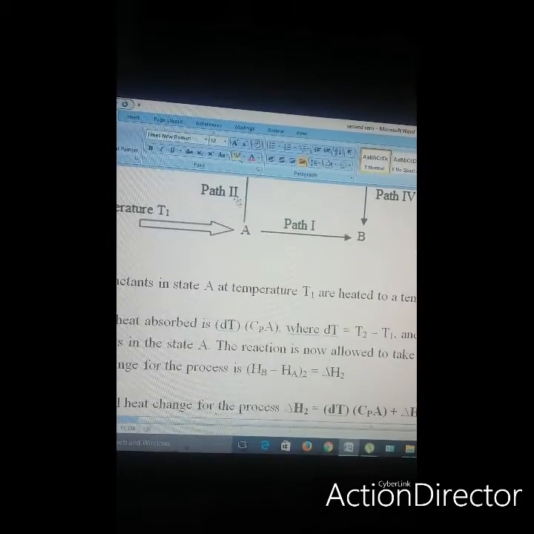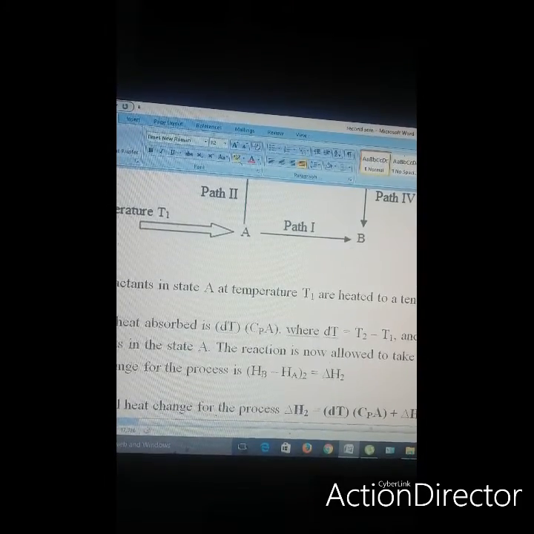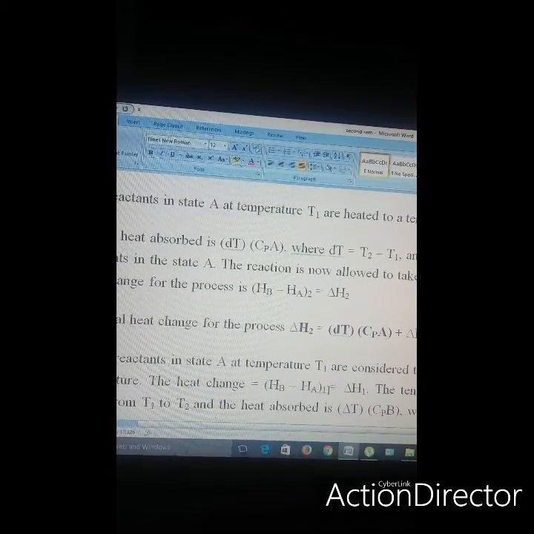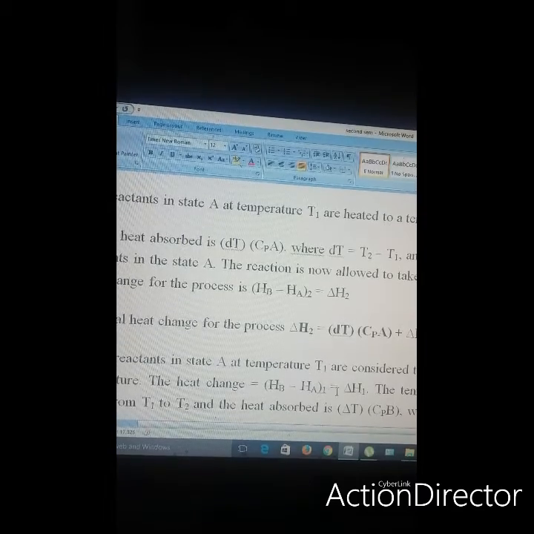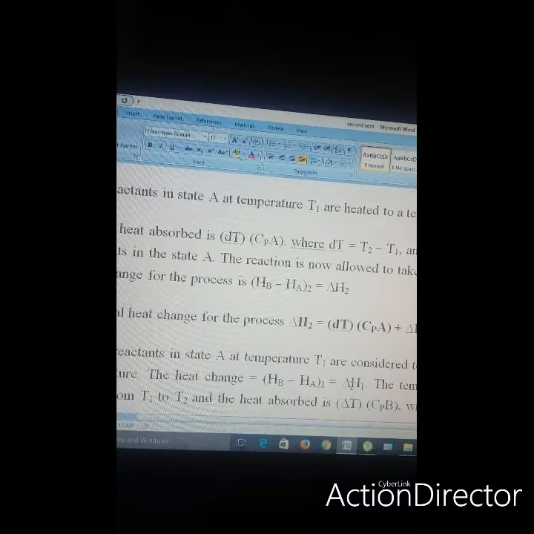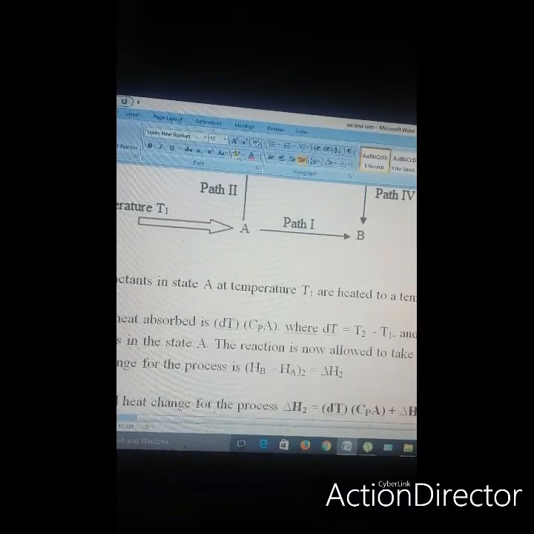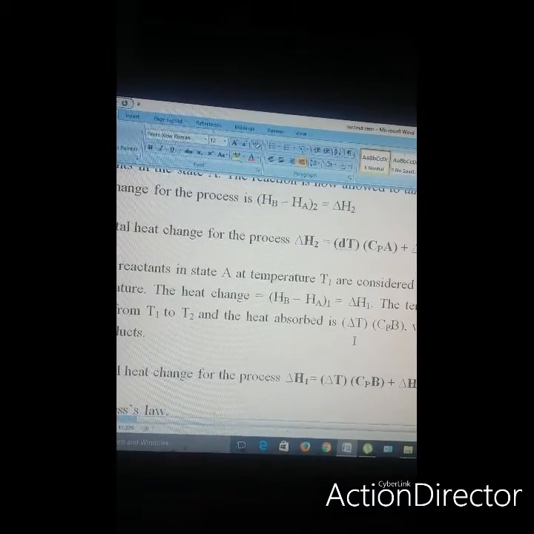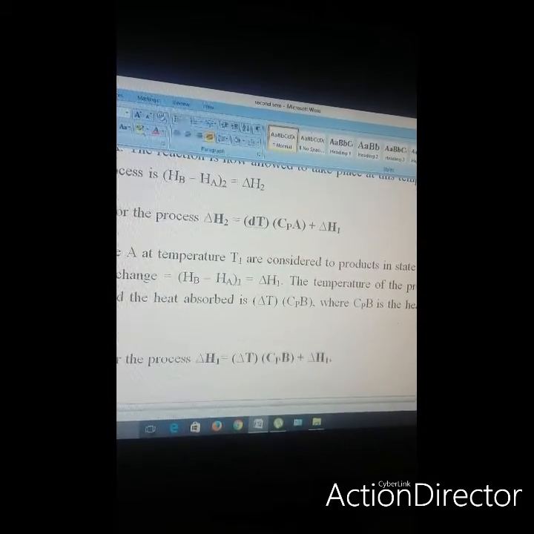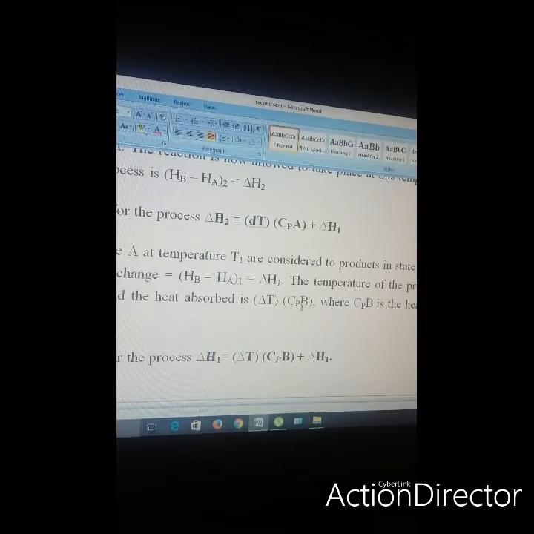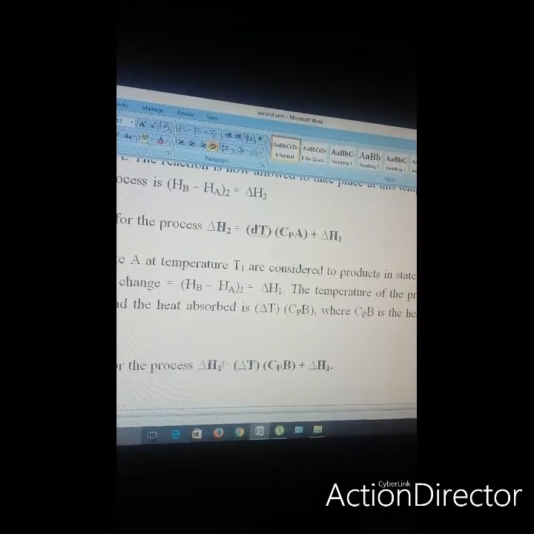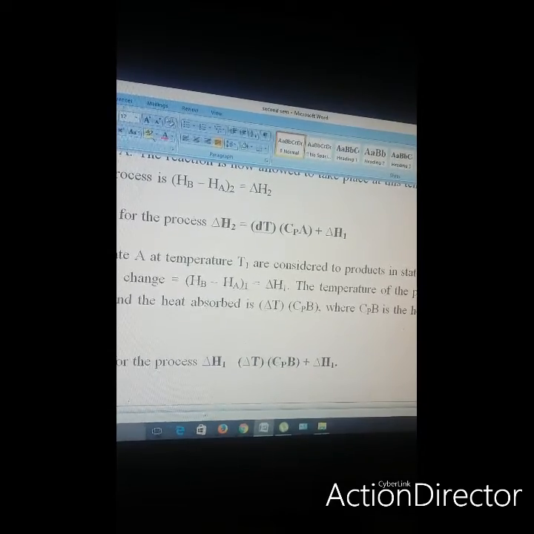The second is that the reactant in state A first gets converted into product at the same temperature. In that case the heat change will be Hb minus Ha, that is delta H1. The temperature of the product is after that raised to T2. So the heat absorbed will be given by delta T Cpb, where Cpb is the heat capacity of the products. So the total heat change will be given by this equation.